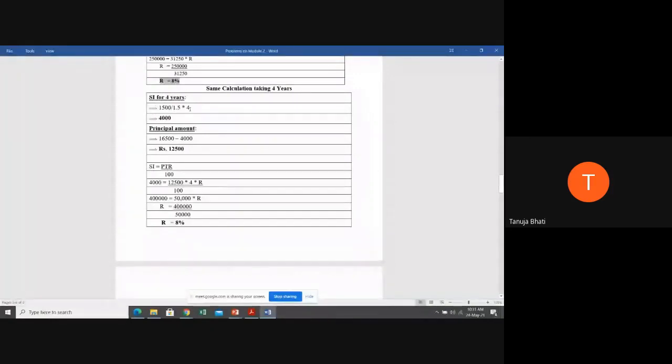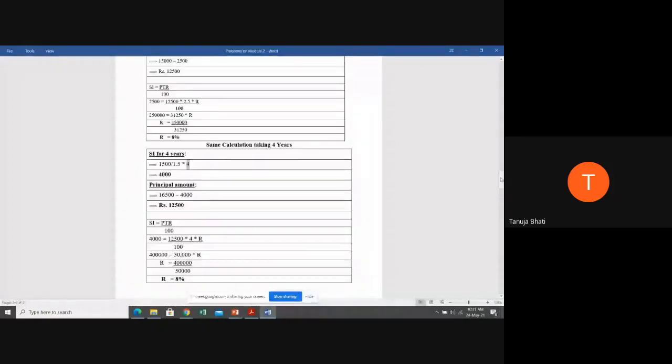Okay. So is this particular solution clear to everyone? And to that student who had a doubt? Yes? Instead of taking 2.5, I have taken 4 years everywhere, just to show you all that the rate of interest will remain the same. Any doubt in this simple interest problem which we had covered in the last class, the last problem? Yes, students?